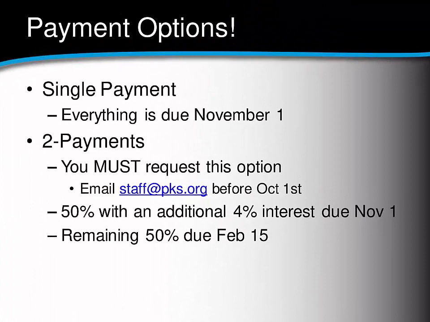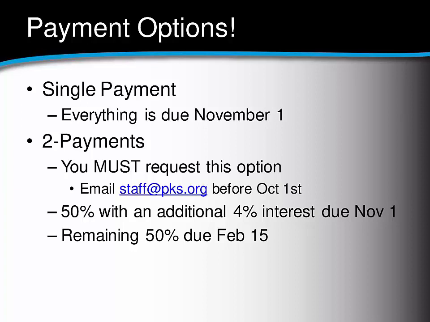Feedback from chapters indicates that a two-payment option is a definitive benefit to their cash flow processes. The two-payment option must be requested by emailing staff@pks.org before October 1st. You will then have to make a payment of 50% of your initial bill and an additional 4% interest by the November 1st due date. Failure to do this will result in a severe punishment, fines, or even the possibility of closure. The remaining 50% of the initial bill will be due on February 15th.